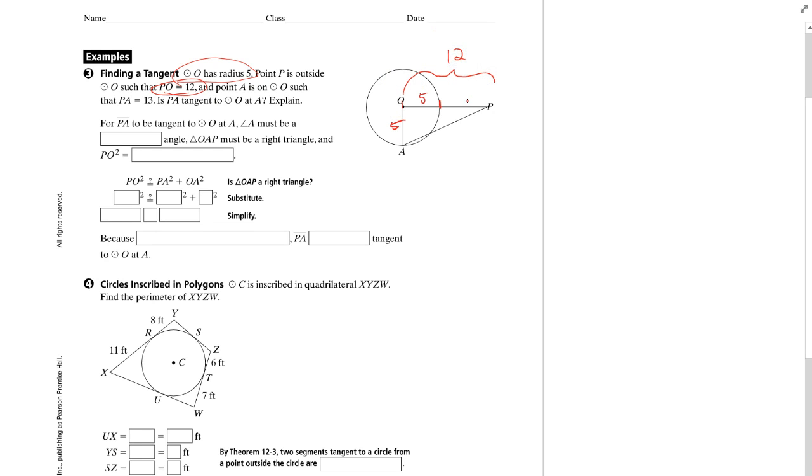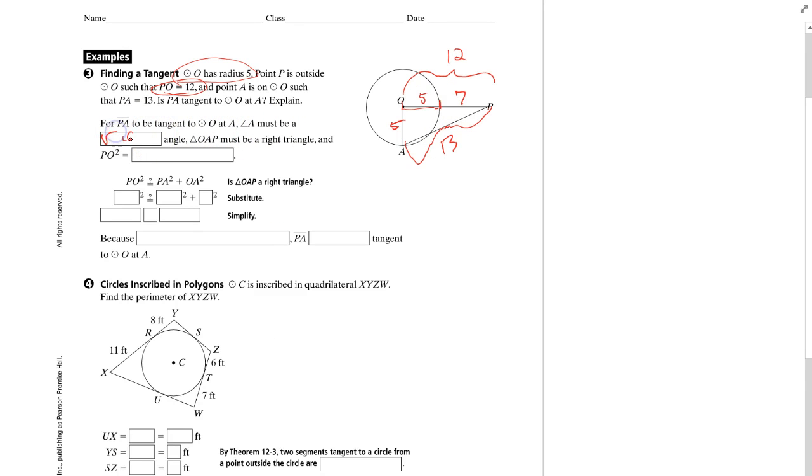Can you just take a guess and label what it would be from P to here? Yes, kids, that's right. 7, because we knew this was 5, so 7 more makes the whole 12. And we have A, such that P to A is 13. Oh, that's kind of neat, because that's actually a Pythagorean triple: 5, 12, 13.